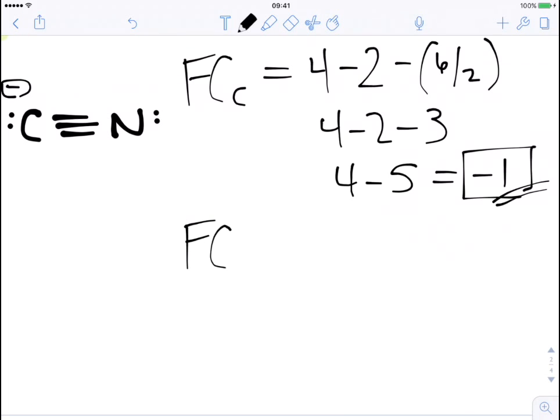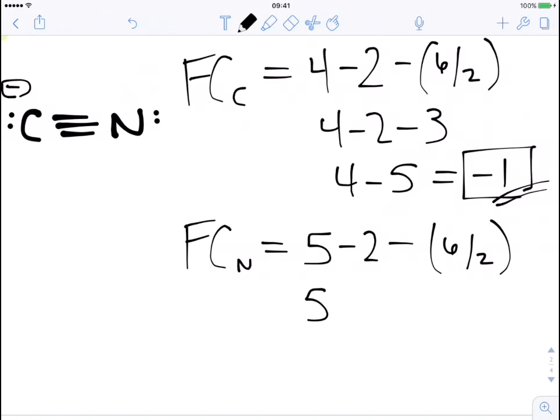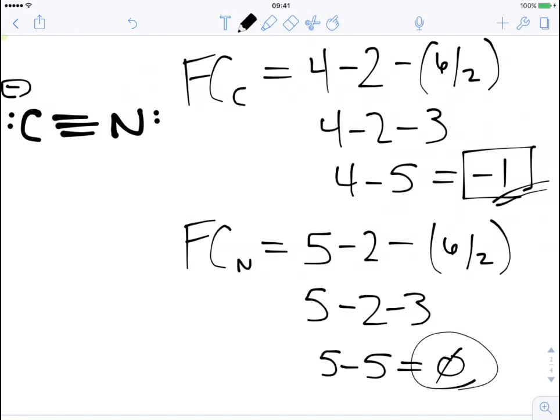Now if we want to do the formal charge for nitrogen, take its group number, subtract the lone pair electrons, and then subtract half of the bonding electrons. So then you ultimately have 5 minus 2 minus 3, which is 5 minus 5. That equals 0. And this makes sense because nitrogen has no charge on it. It's as easy as that.